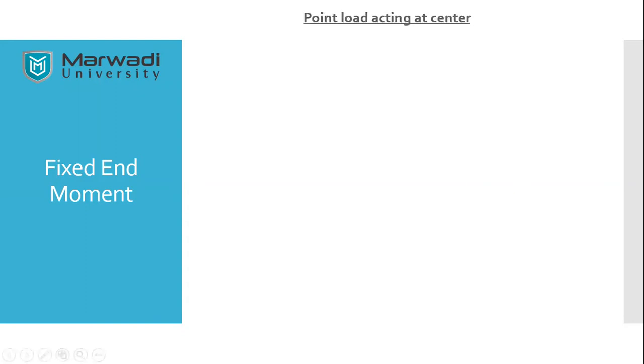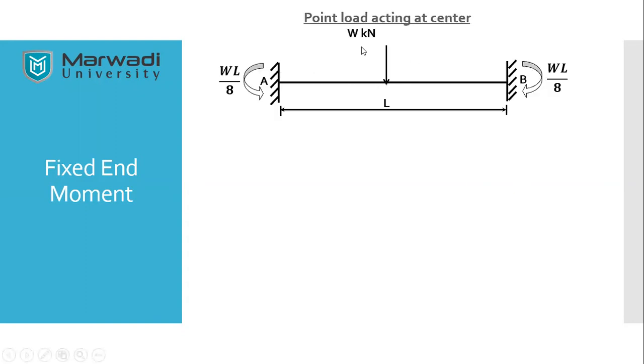When there is a point load acting at the center, the formula will be WL by 8. Suppose the load is 50 kilonewton and the length is 3 meter, it will be simply 50 into 3 by 8 at both ends. Make sure that the direction is always this: the beam will always be subjected to hogging moment. So the first will be an anticlockwise moment and the second will be a clockwise moment. You have already done these derivations in Analysis 1, so we do not need to go through them; we can directly start with the formula itself.